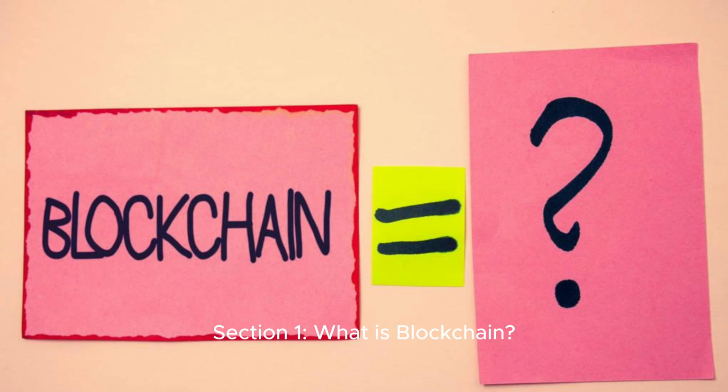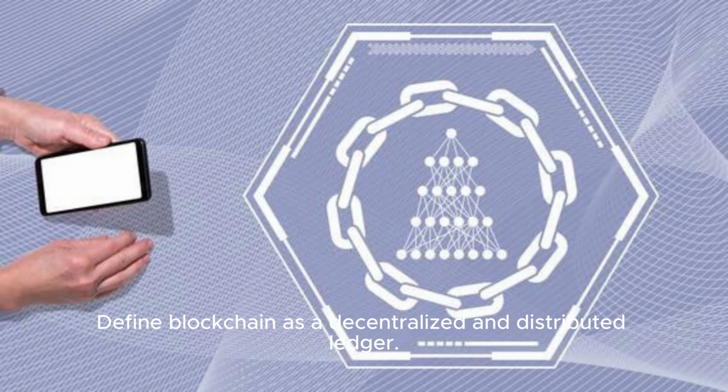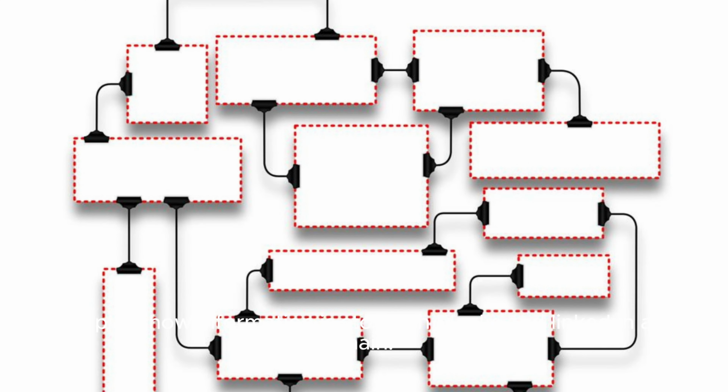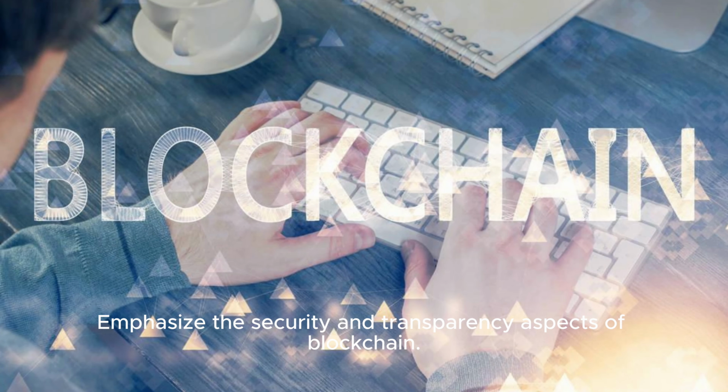Section 1. What is blockchain? Define blockchain as a decentralized and distributed ledger. Explain how information is stored in blocks and linked in a chain. Emphasize the security and transparency aspects of blockchain.